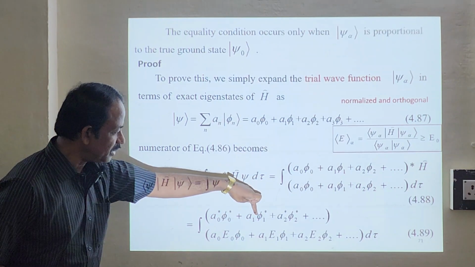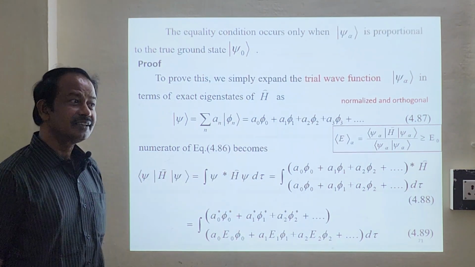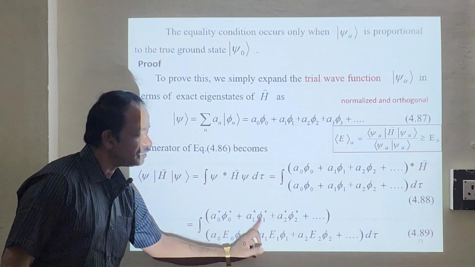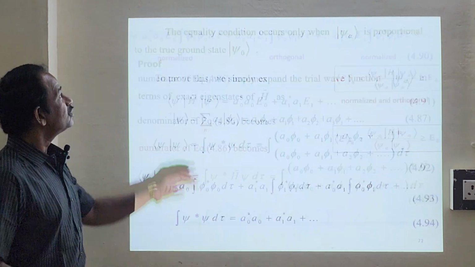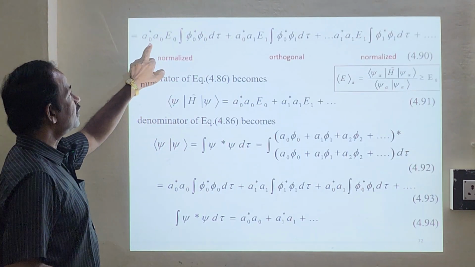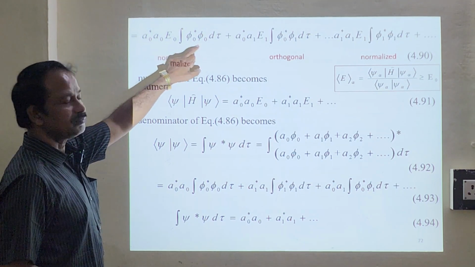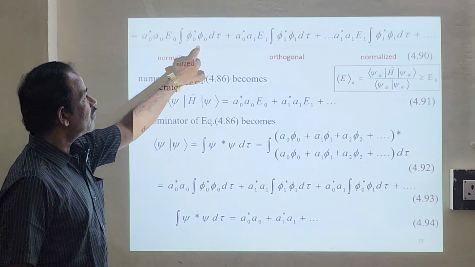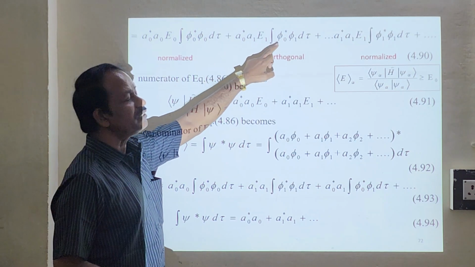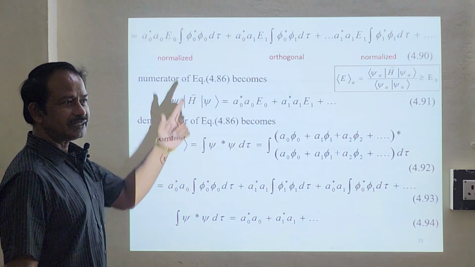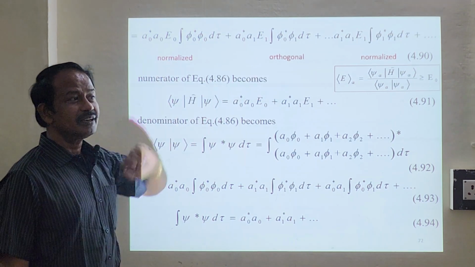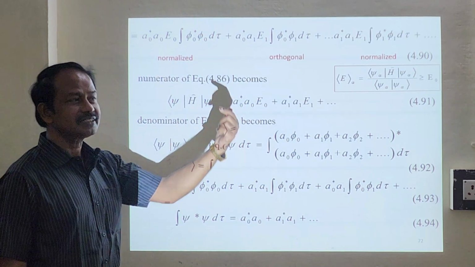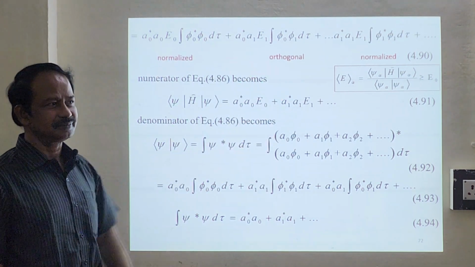Okay, what about multiplying these two? Again 0. Multiplying these two will become 1. Of course there exists a value. So we can have a naught star, a naught, e naught, the first term. Then a naught star, a1, e1, the second term, and it goes on. Is it okay? And this must be normalized, and the next one will be orthogonal. So normalized, orthogonal, it goes on.